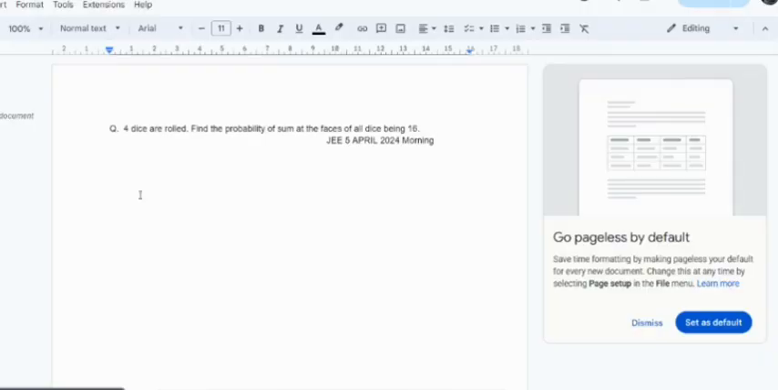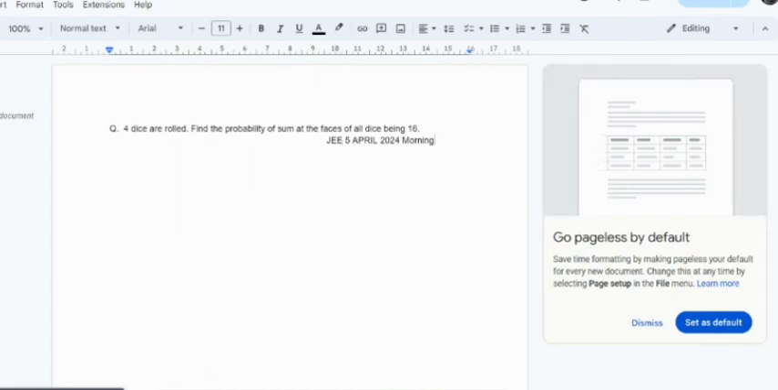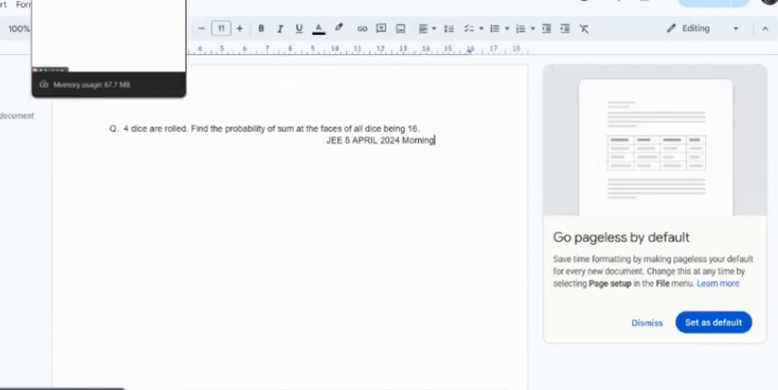I am going to solve today's question. This one: 4 dice are rolled, and we have to find the probability of the sum of the faces of all dice being 16. It was a question from the JEE Main paper yesterday, which happened in the morning shift. Okay, so let's move on to the approach.